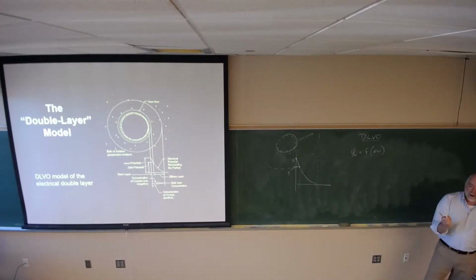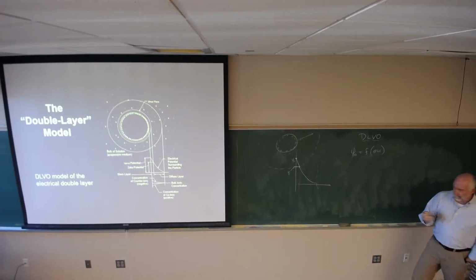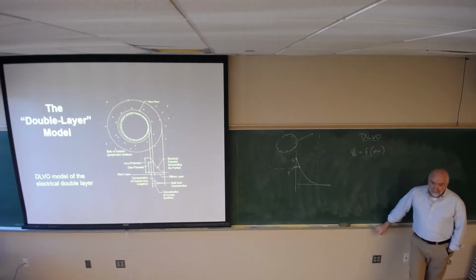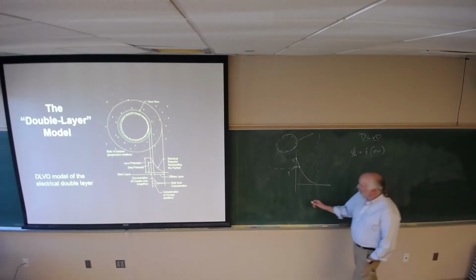I do not care whether it is net positive or net negative in general. I only start caring about that when I start bringing ions into solution that can compensate for that charge. So now the question is, what dictates the thickness of the double layer? So here's what dictates that.